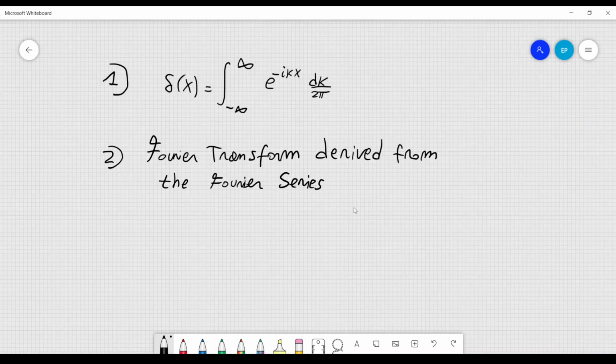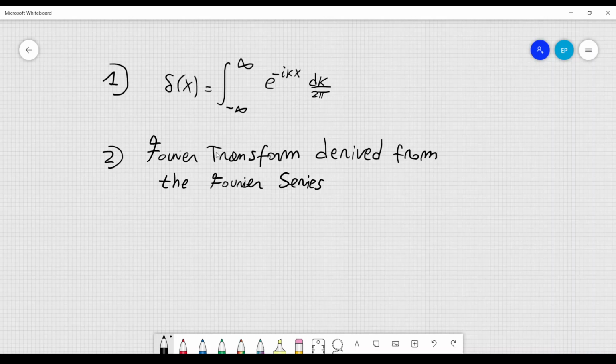In this video we are going to see two very important results. The first result that we will derive is this. Delta of x, which is the Dirac delta function. I'm going to call it function, but actually it is a distribution, but I will not get into these details. This delta of x, the Dirac delta, can be written as an integral from minus infinity to plus infinity of e to the minus i kx dk over 2 pi.